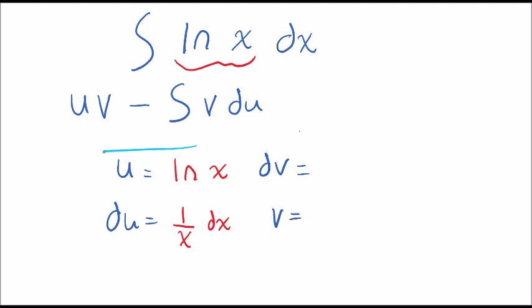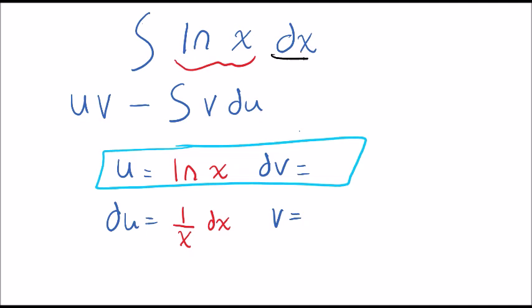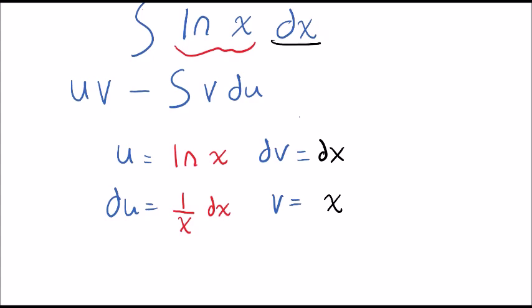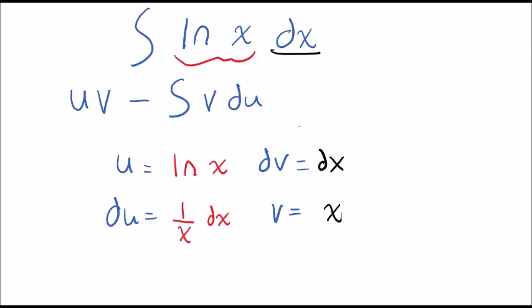So you really want to start by choosing what your u is, and then what your dv. In this case, the dv is just simply dx. You have to use everything in your integral here. Then if I integrate dx, the integral of dx would just be x. So now I can go ahead and substitute into my formula here.